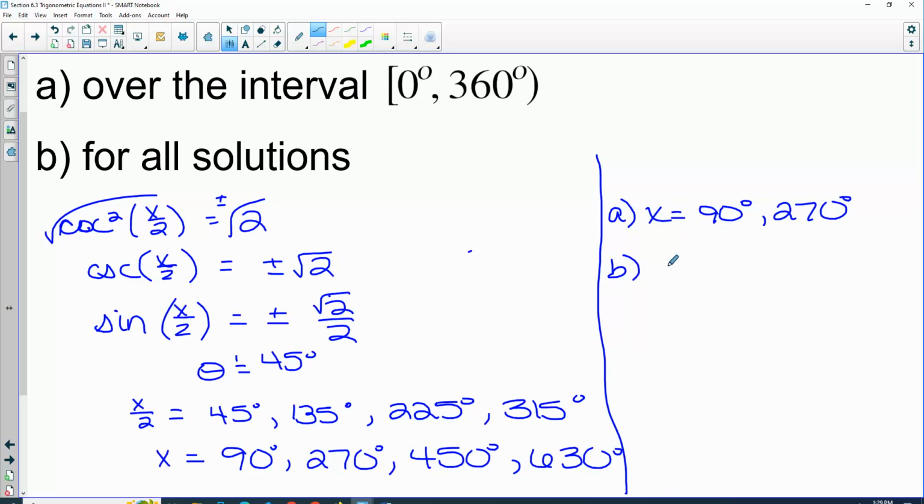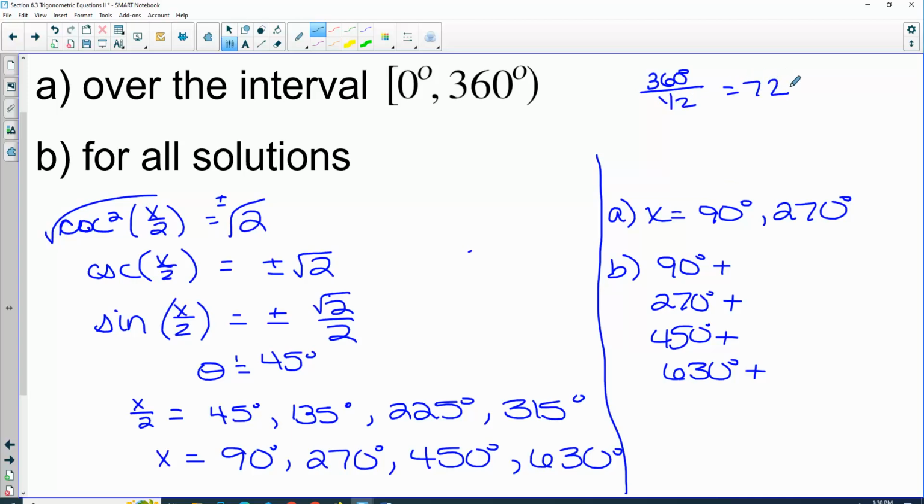B, if it says all solutions, that's when we take our answers and we add the period. And we would have to do all 4 of those original ones. Our normal period is 2 pi, or 360, divided by the number in front of x, which is 1/2. So our period here is 720 degrees. So it would be each of those 4 angles plus 720 degrees k, where k is an integer.